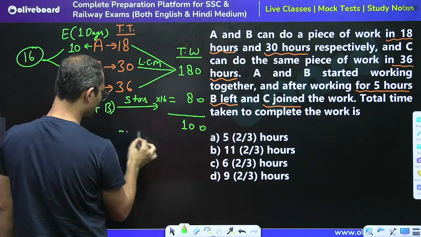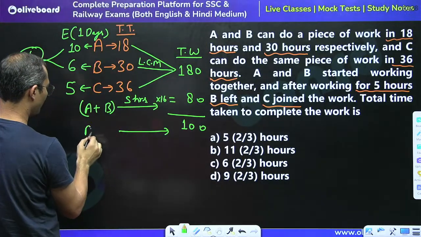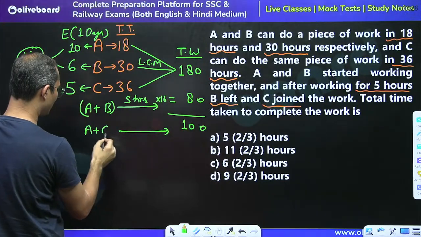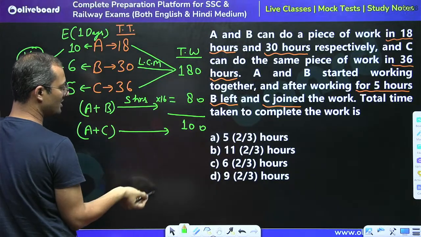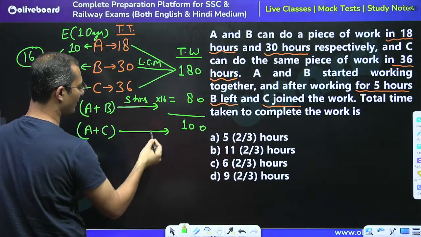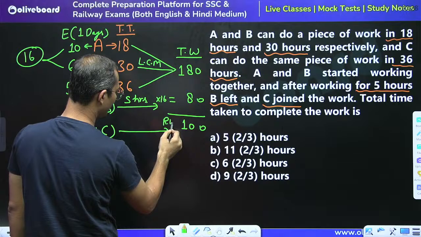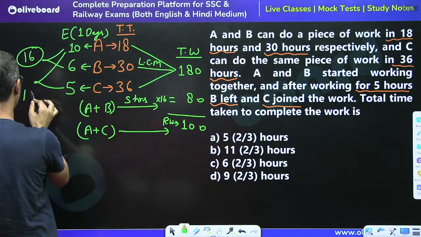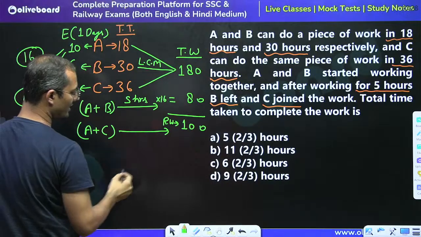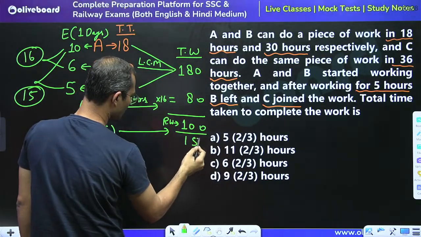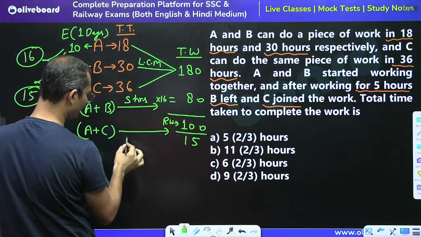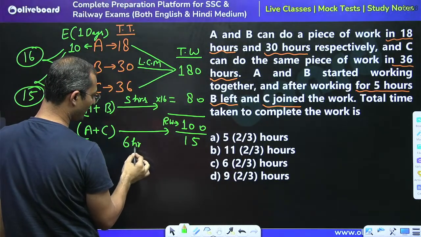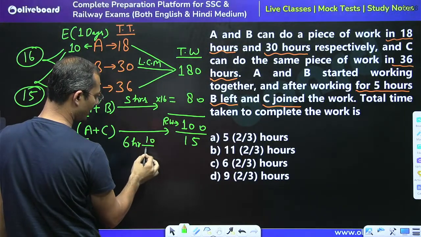B is going to leave, so B left and C joined. Now A plus C going together will complete the remaining work, which is 100. A and C together can do 15 units of work per hour, so we just divide by 15. 15 times 6 is 90, so 6 hours are complete, and the remaining 10 by 15 hours.